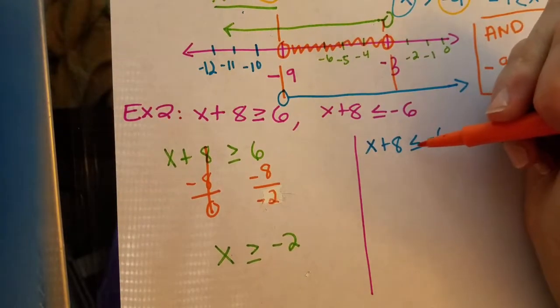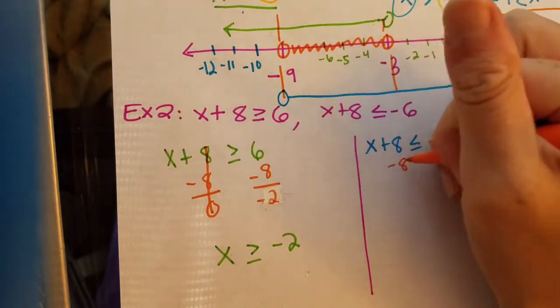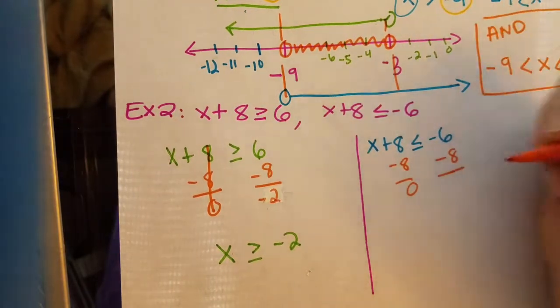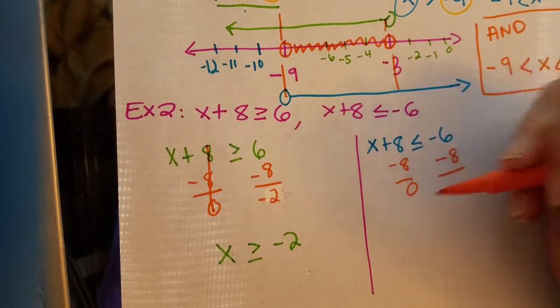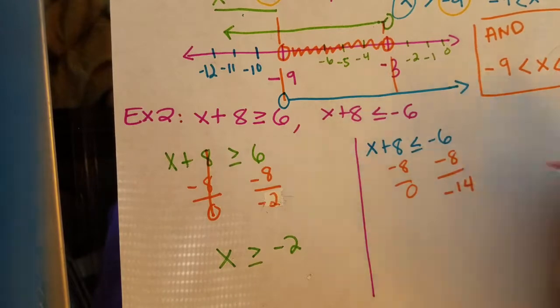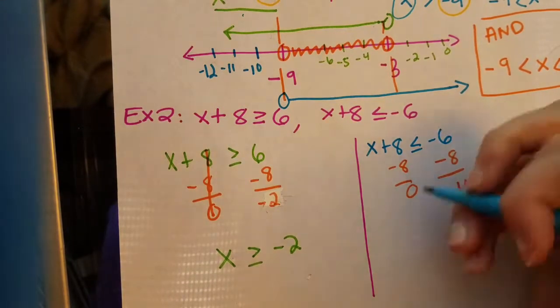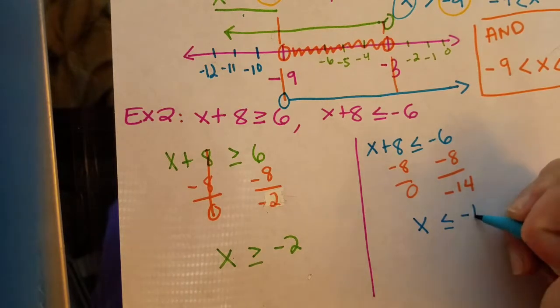So again, we're trying to get x by itself, so the way that we move 8 to the other side is to subtract 8 on both sides. Subtract that bad boy onto both sides of my equation. 8 minus 8 is 0, and -6 minus 8 more will give me a -14. So on this side, we have x is less than or equal to -14.